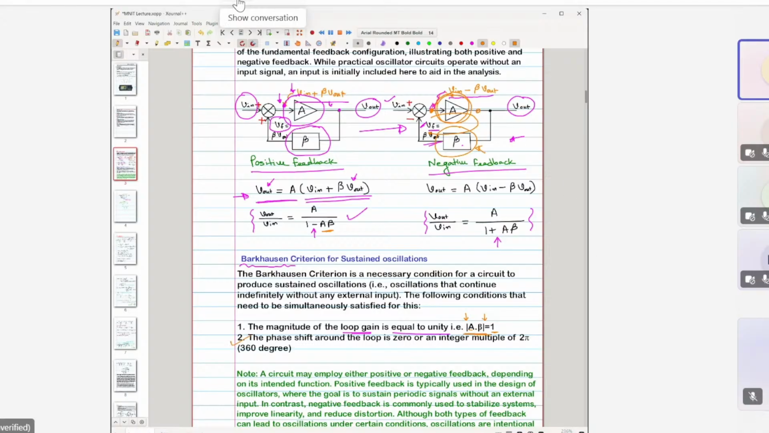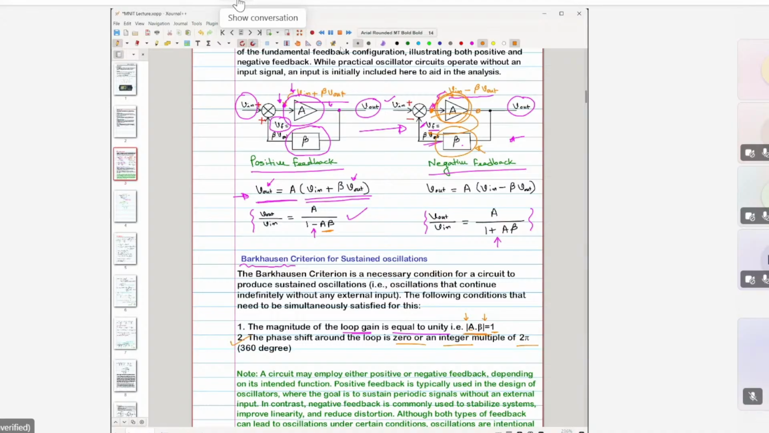The second criteria is that the phase shift around this loop has to be 0 or any integer multiple of 2 pi or 360 degree. Right? So that means the total loop phase shift has to be equal to 0 or a multiple of 360 degree. What does that mean?